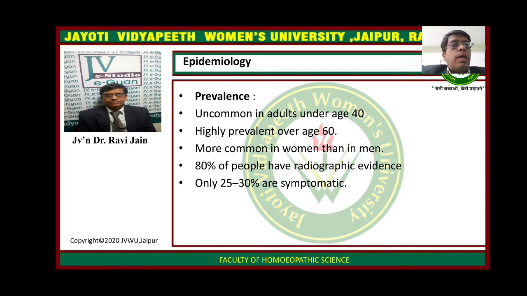80% of people have radiographic evidence. Radiographic evidence means we have positive signs of bony or joint changes in the x-rays or radiographs. And only 25 to 30% of the people are symptomatic. So we can say that out of 100% of patients who come to us with radiographic changes, only 25 to 30% will have symptoms.